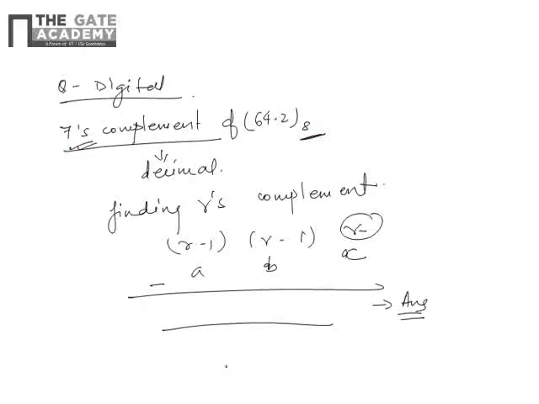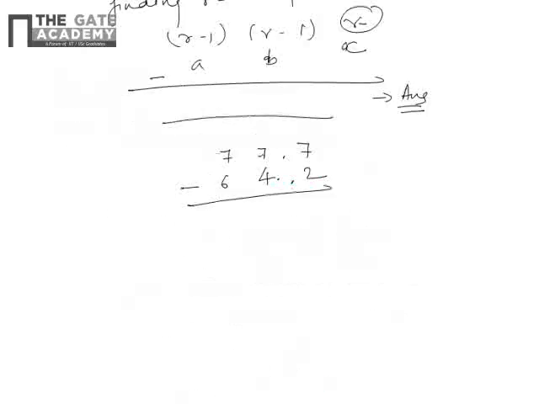So our value is 64.2, right? So it will be 7.7 minus 64.2, because ABC is ABC. So it will be 5, 3 and 1, that is 13.5 base 8. So this is the seventh complement.